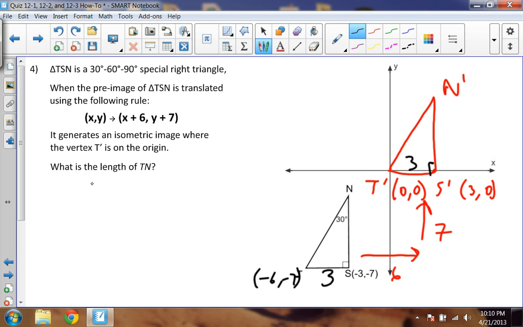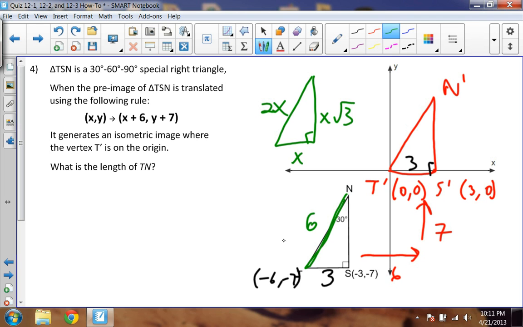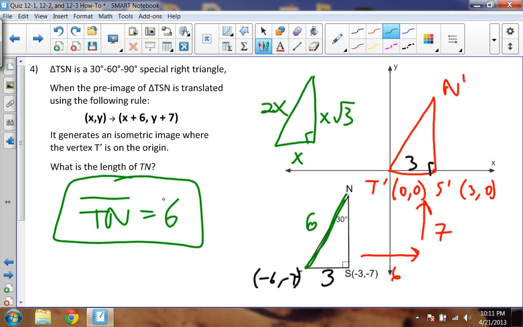Okay. What is the length of TN? So what is this length right here? This is where you either have to remember trig or your special triangles. A 30, 60, 90 triangle, if I drew it all the same, if this were x, this would be x root 3, and this would be 2x. So if my 3 is x, my 2x would be 6. So the length of TN, that segment, is 6. Hopefully you got that.